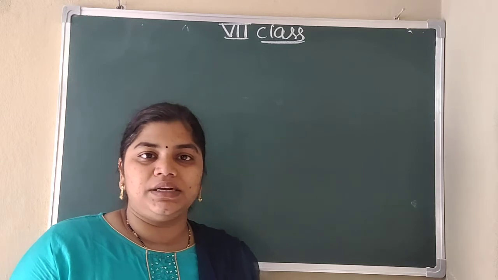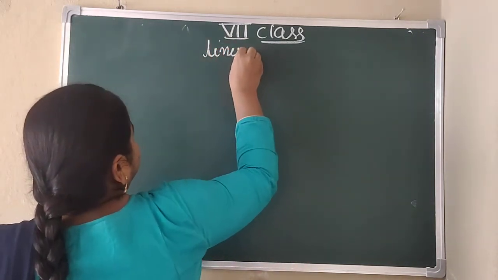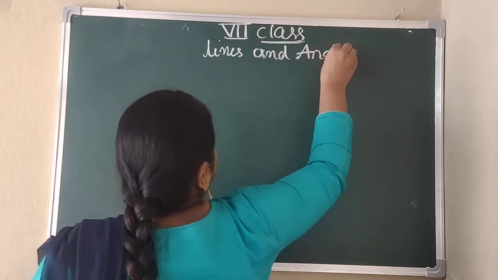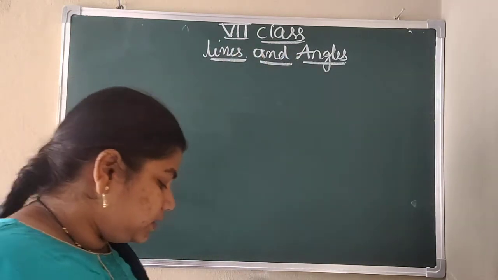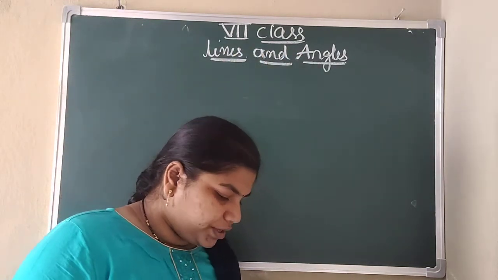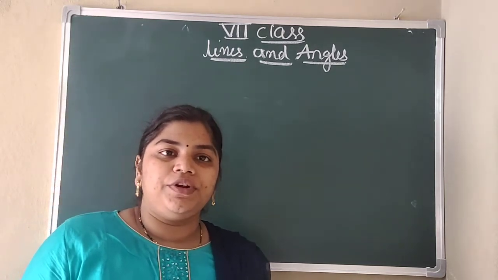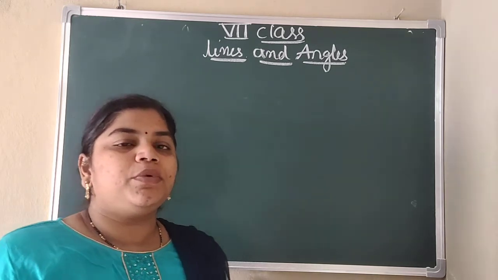Good morning everyone. So in last class we have completed our fractions and decimals chapter, and today I am going to start lines and angles. So what is the chapter name? Lines and angles. In this chapter, we have already discussed in 6th class about lines and how many different types of angles there are. So which type of lines are there?